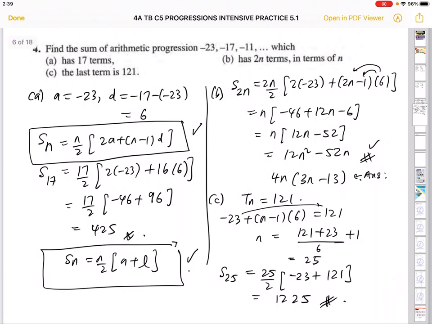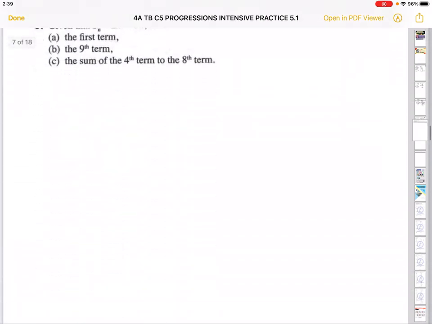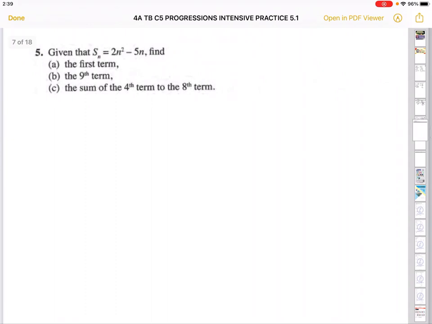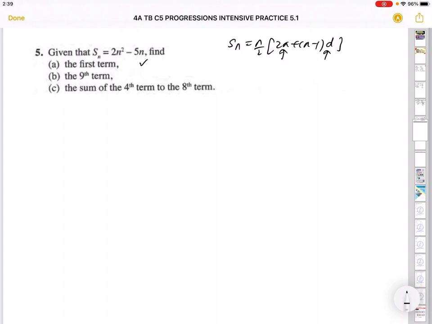Okay, so let's move on to question number 5. Here you're given the Sn formula. Remember, sometimes they will give you this form because, generally, Sn is n over 2 times 2a plus n minus 1 d. If I know a specific a value and a specific d value, I sub inside, then I'll get a formula with a specific first term and a common difference.